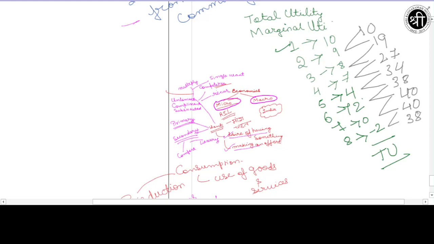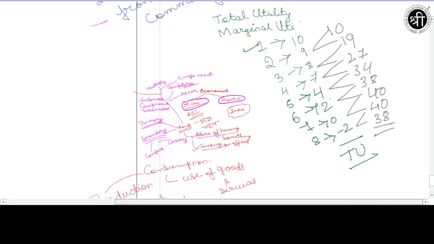So the last one is your total. So this 38 is your total utility. But what is marginal utility? Now marginal utility means after the consumption of a specific amount of commodity, when you consume one extra commodity, how much satisfaction you gain, that is what we call marginal utility.